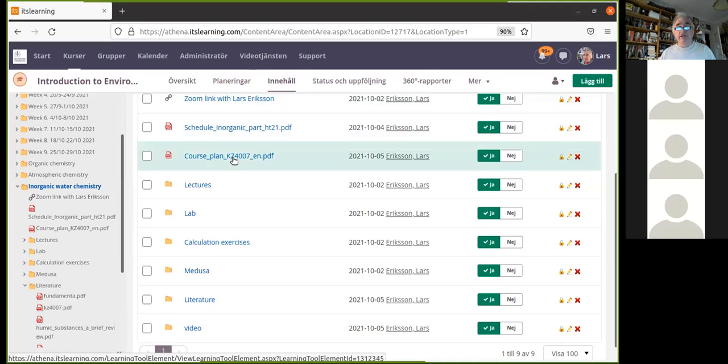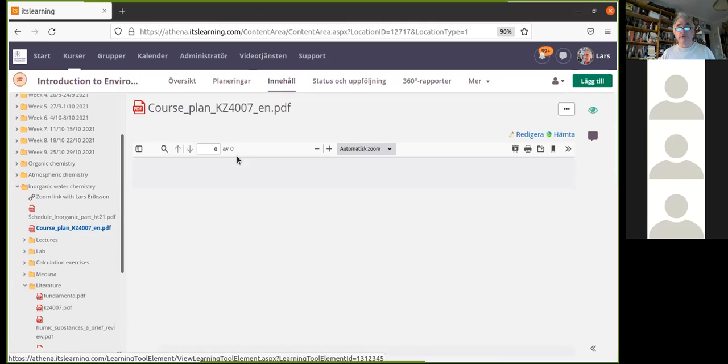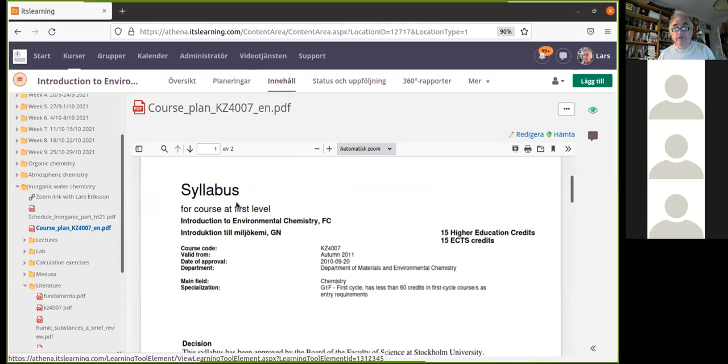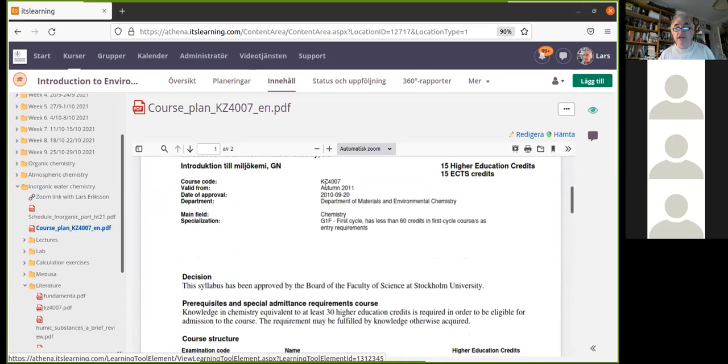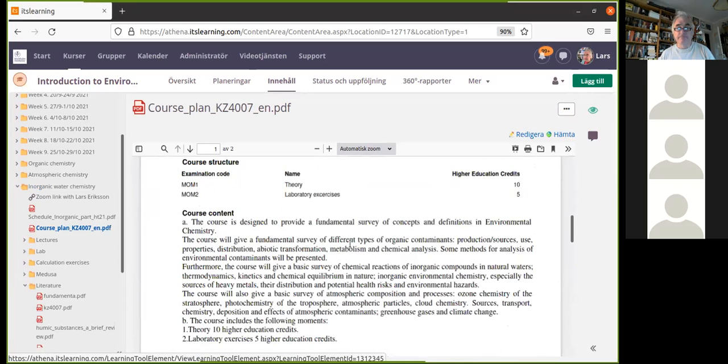So let's have a look at the course plan first before we dwell into carbon dioxide. What are we expected to do? This is the syllabus for this course, KE4007, and this is the legal document between the university and you students. There are two parts of the course that one can take: the theory, which is essentially the exam, and then laboratory exercises. And I don't know how many credits there are for each one of these.